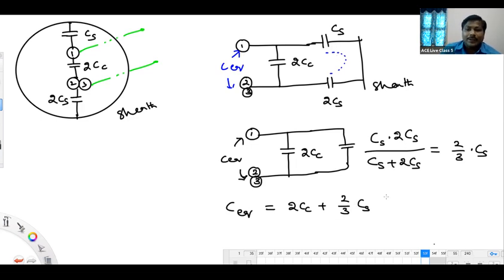Yeah, very good. Most of you are giving the correct answer. CC is 0.5, so 2 CC plus 2 by 3 times of CS, which is 0.3 given. So this number will come 1.2 microfarads.